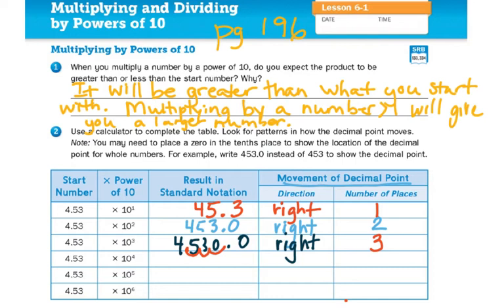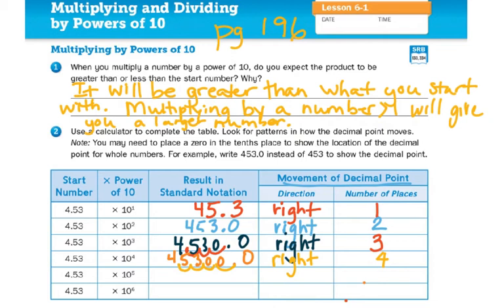Clear out your calculator. Take in 4.53, 4 and 53 hundredths, times 10 to the fourth. So count: times 10, times a second 10, times a third 10, times a fourth 10 equals 45,300. So how many places did it move? It was here. It moved 1, 2, 3, 4. So it moved to the right 4 places.